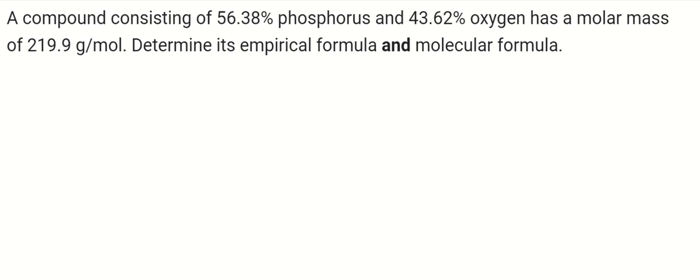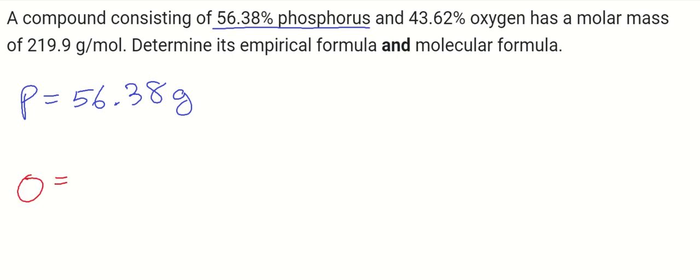All right, I'm going to do the open-ended problems first. Empirical formula means the lowest whole number ratio, and the way we do that is we're going to rewrite these percentages into grams. For phosphorus, under the assumption we have 100 grams of this compound, 56.38 grams of it would be phosphorus, because percent means per 100. The reason we're doing this is because we need to find the moles.